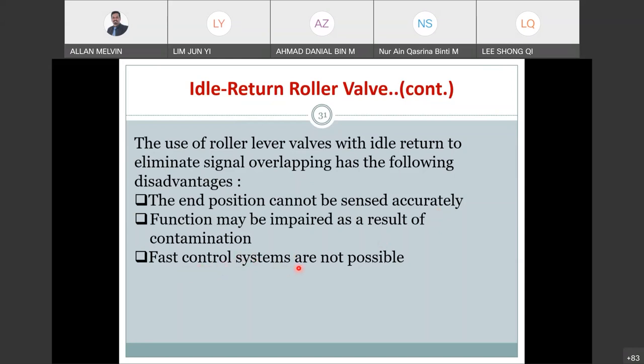So fast control systems are not possible. Fast control systems are not possible because it is based on mechanical, so you need to go slowly. It needs to be actuated before it detects. If it's a very rapid movement, it may overlook it. These are mostly all related to it not being able to detect when it is supposed to detect.